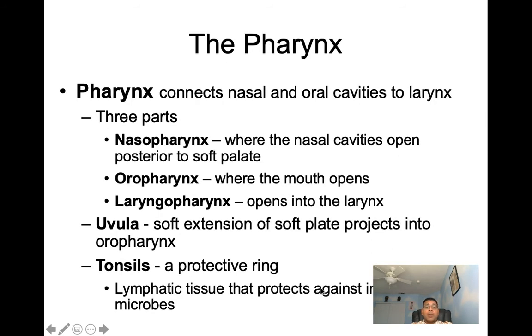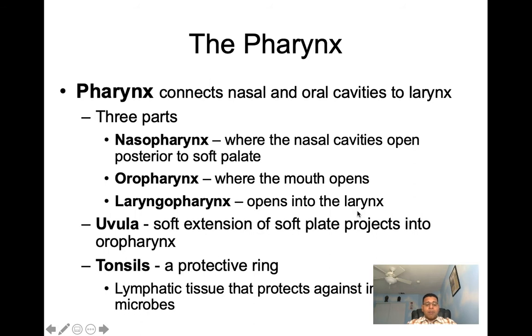Next, then, let's move over to the pharynx. The pharynx is going to be a funnel-shaped passageway, and it's going to connect the nasal and the oral cavities to the larynx. The pharynx is divided into three parts. We have the nasal pharynx. The nasal pharynx, we'll see first, is going to be where the nasal cavities open posterior to the soft palate. Second, then, we have the oral pharynx. The oral pharynx is going to be found where the mouth opens into the pharynx. And then third, we have the laryngopharynx. The laryngopharynx is going to be found where the pharynx opens into the larynx.